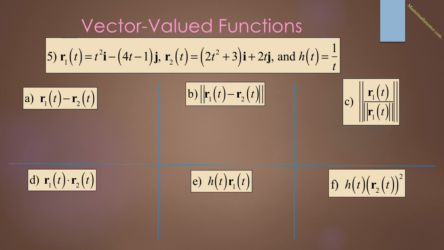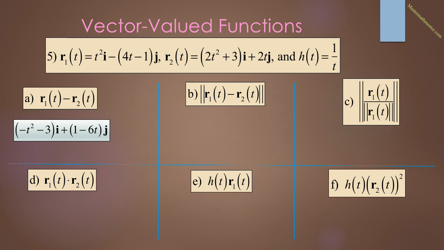In number 5, we're given that r1 of t is the vector-valued function t squared i minus (4t minus 1) j. r2 of t is the vector-valued function (2t squared plus 3) i plus 2t j. And h of t is the function 1 over t. There are 6 expressions that we need to simplify.